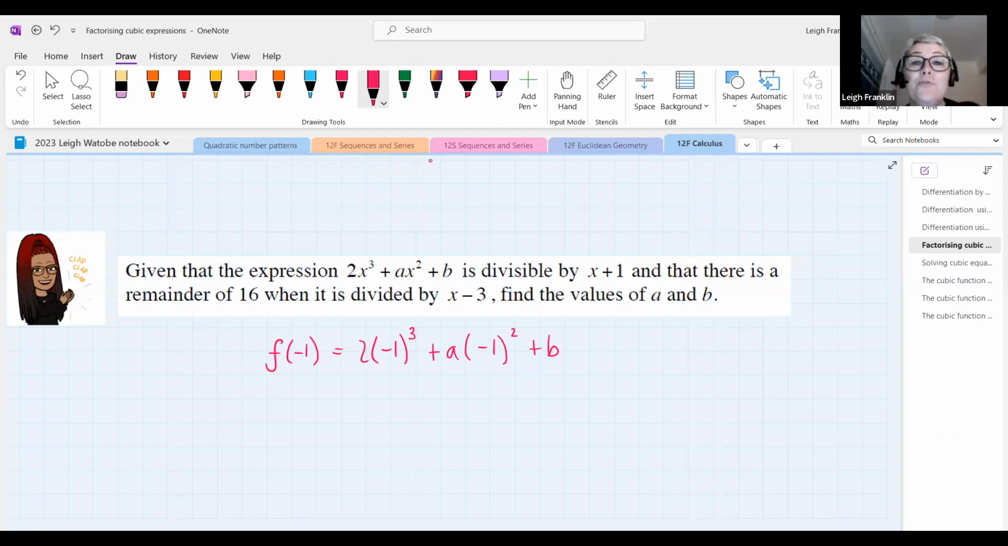Careful. Okay, now you've done a great job. What it says here is that the expression is divisible by x plus 1. That is separate from the remainder of 16 when it is divided by x minus 3. So if it is divisible by x plus 1, it means that x plus 1 is a factor. Does that make sense to you? Yes, so x plus 1 is a factor.